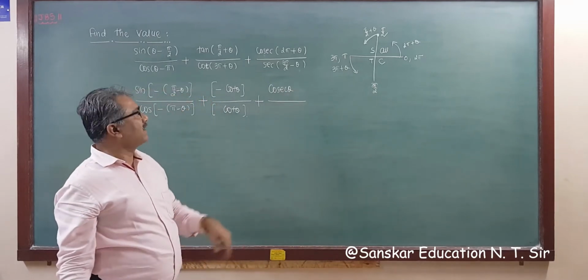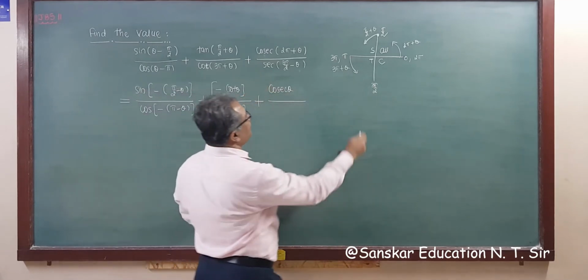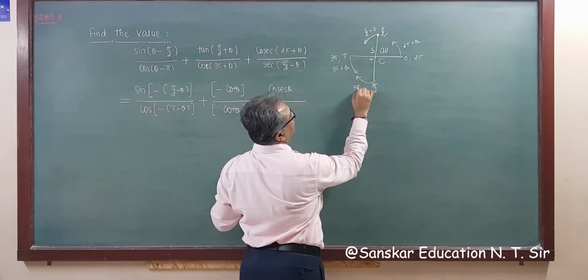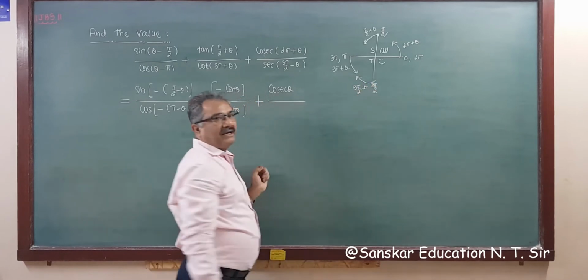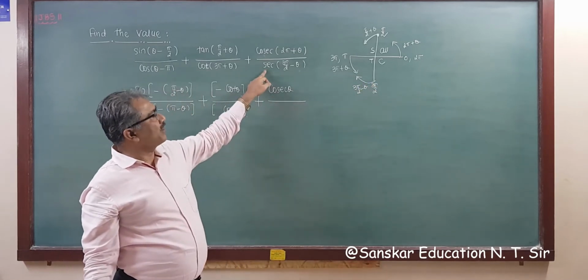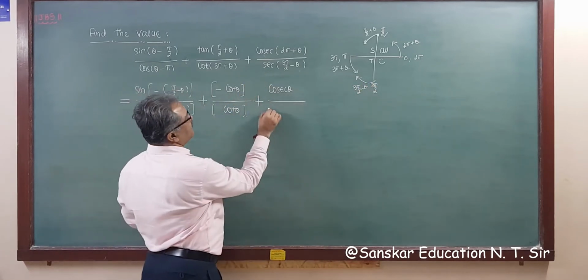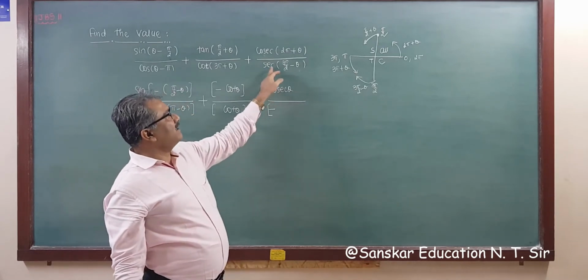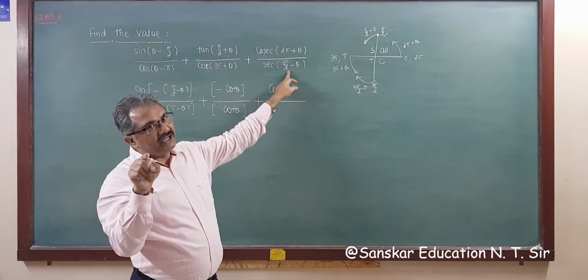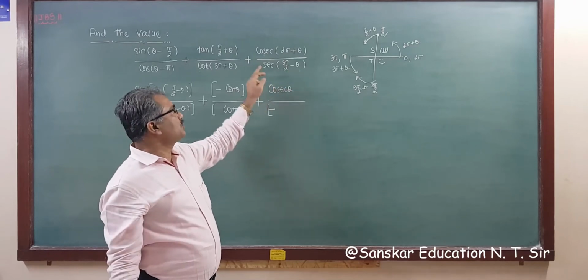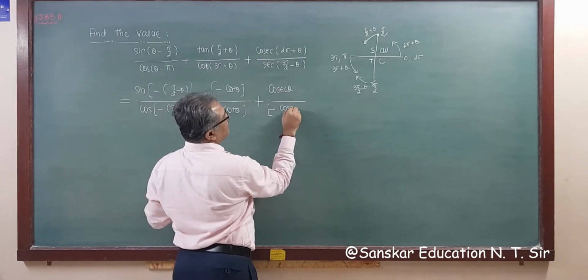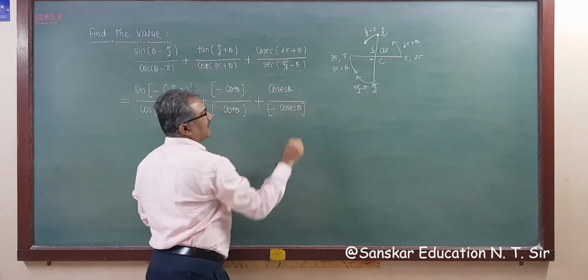Whole upon sec 3 pi by 2 minus theta. 3 pi by 2 is here. Minus means the third quadrant again. In the third quadrant, tan and cot are positive. This is sec, so this is minus. And sec with 3 pi by 2 is a multiple of pi by 2, so it changes. Sec will be changed to cosec. So the answer is minus cosec theta.